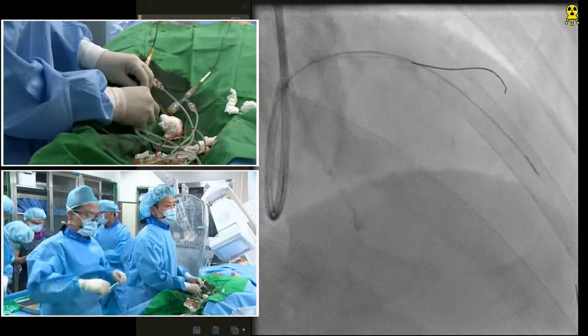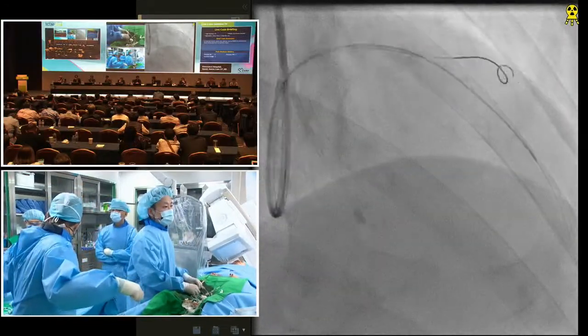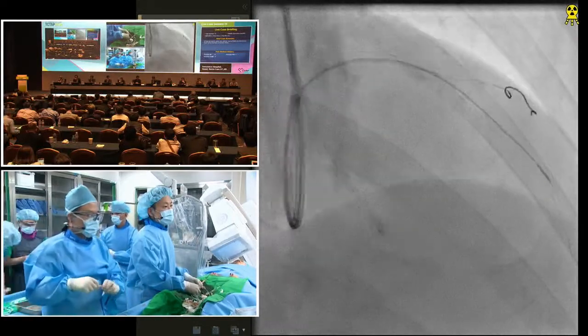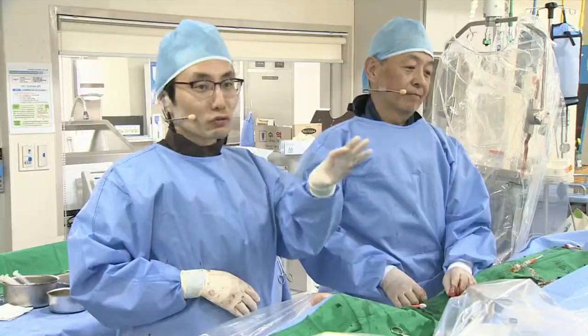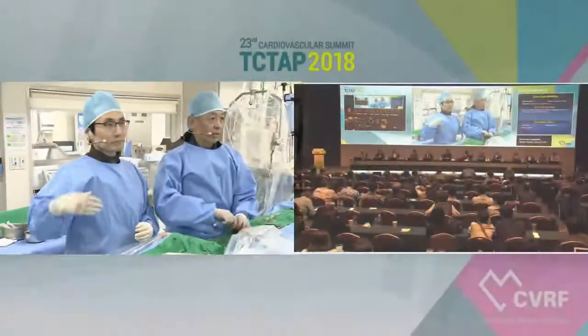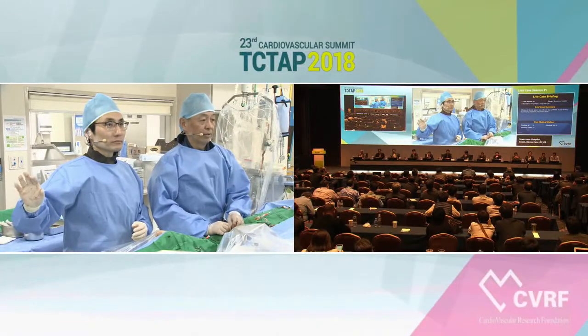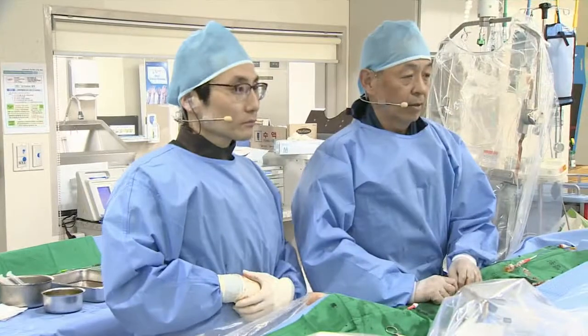Dr. Nasu, the other room is much advanced, so we want to move to another cath lab. Come back shortly. Okay. Yasumi sensei. Welcome back. What do you have?